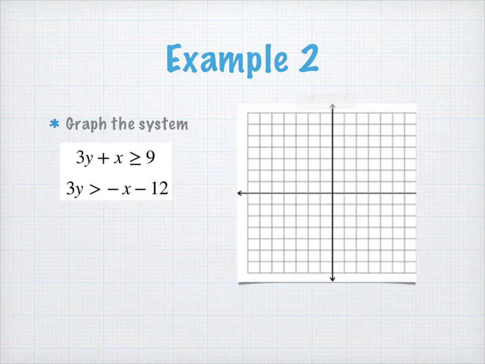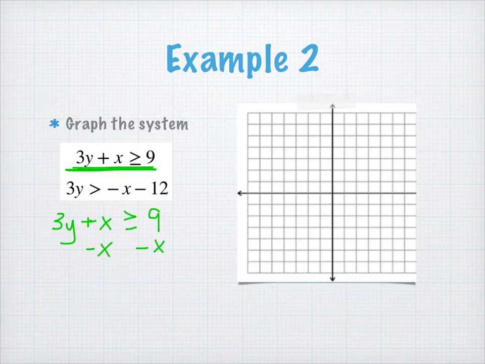All right, so let's do green for the first line. So I'm going to need to solve this for y. I got 3y plus x is greater than or equal to 9. So we're going to subtract x from each side. 3y equals negative x plus 9. Everything needs to be divided by 3.